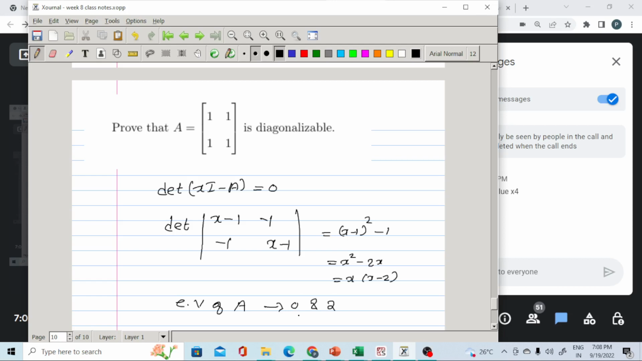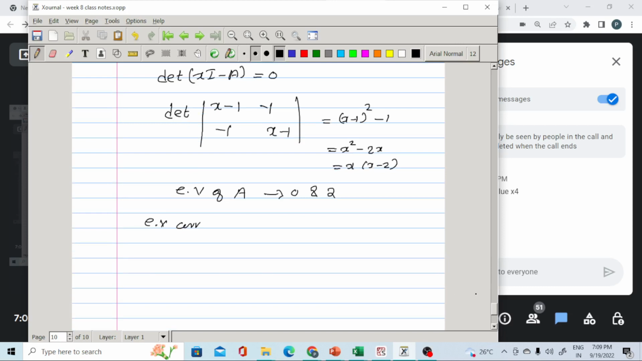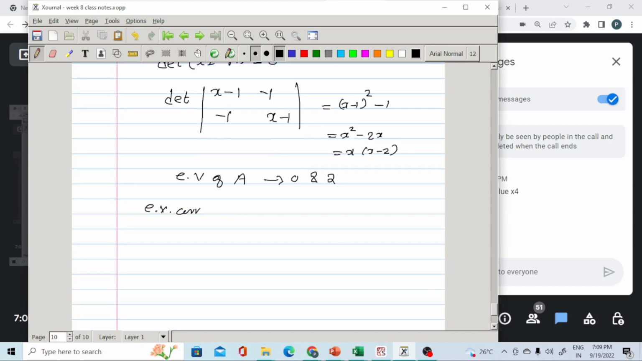So, corresponding to 0 there exists one linearly independent eigenvector, and corresponding to 2 there exists another linearly independent eigenvector. These two linearly independent eigenvectors together form the basis. So what we are getting is the total dimension is 2. Let me give a proper explanation. So let us see the eigenvector corresponding to x equal to 0.